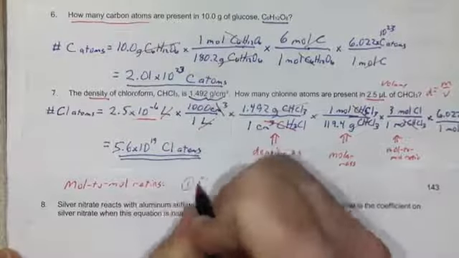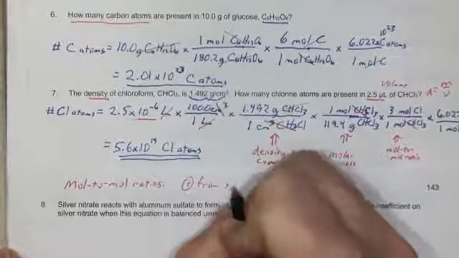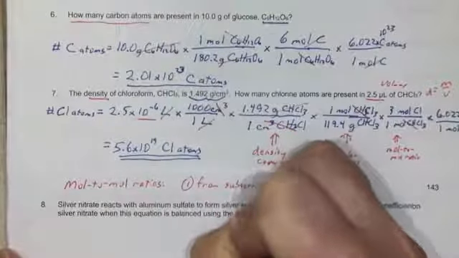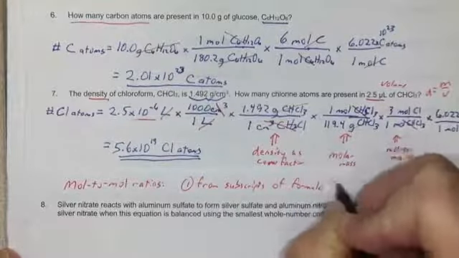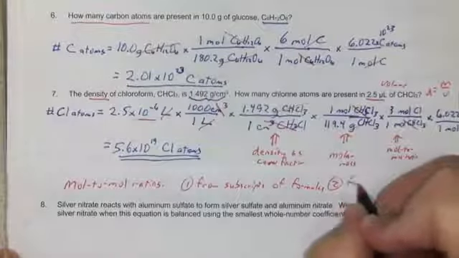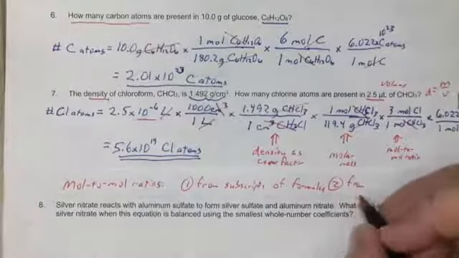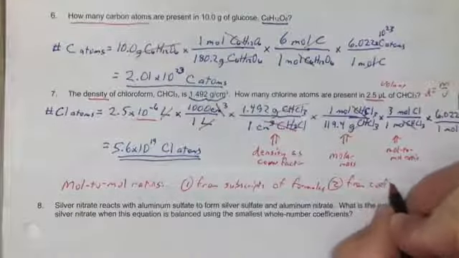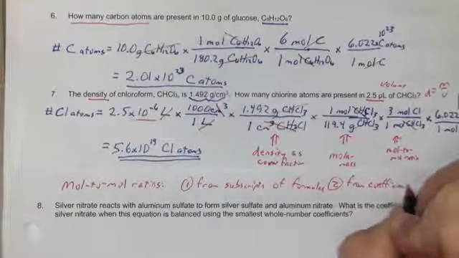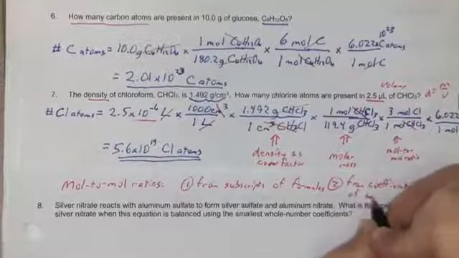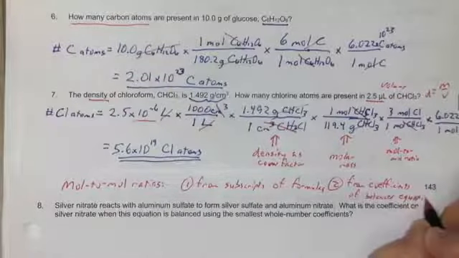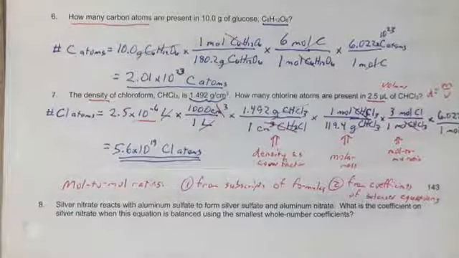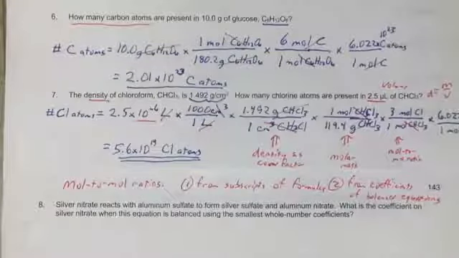So there's 2 places to get mole to mole ratios. One is from the subscripts of chemical formulas. But the second place is to get them from the coefficients of balanced equations. And you have to be able to balance an equation for a chemical reaction. Okay, so let's practice balancing some equations here.